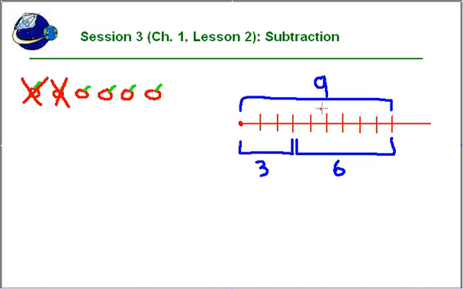Let's flip it around. Let's say instead, let's do a 9 minus a 6. Well, if we go 9 minus 6, what's that leave us with? Well, that leaves us with this section of 3 over here.